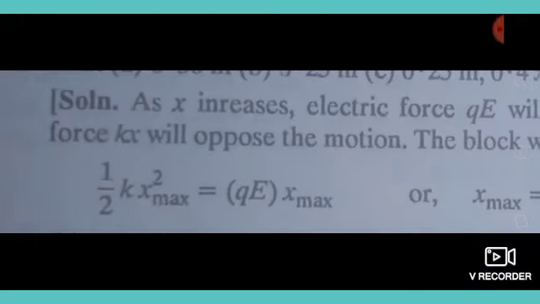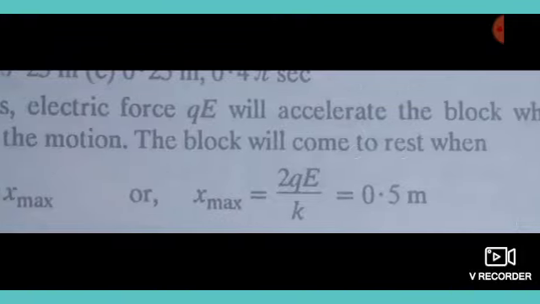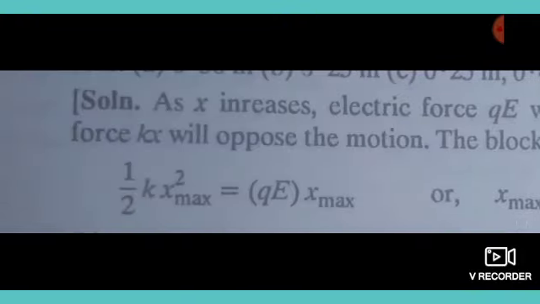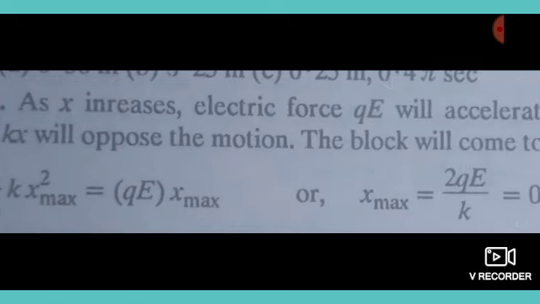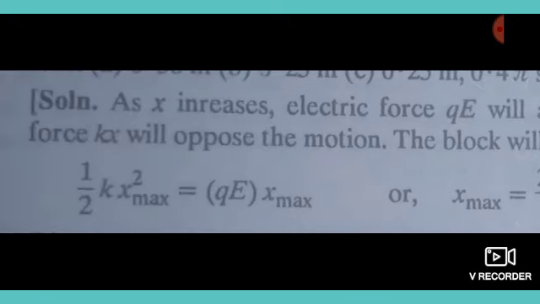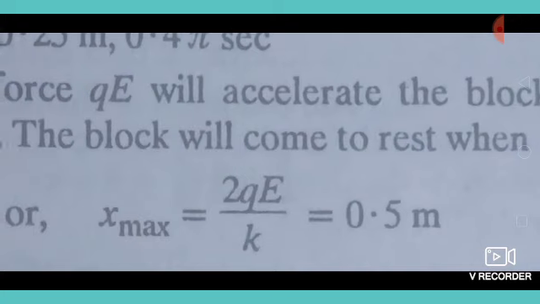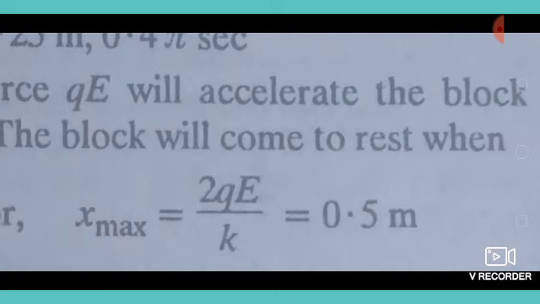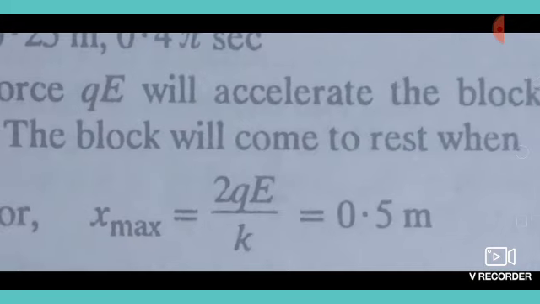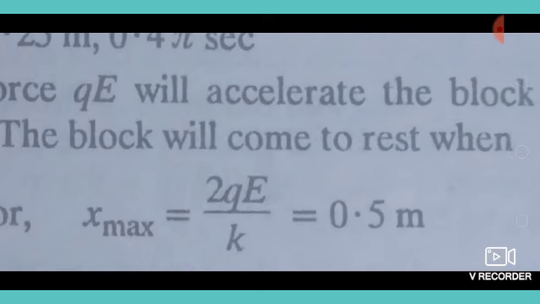As x increases, the electric force qE will accelerate the block while the spring force kx will oppose the motion. The block will come to rest when it goes to the extreme position. Expressed mathematically, half k x max squared is equal to qE x max, where qE is the force acting on the charge q. From this, x max = 2qE/k. The values are already given in the numerical question, so we put the values and get the maximum displacement of the block from the initial position equal to 0.5 meter.